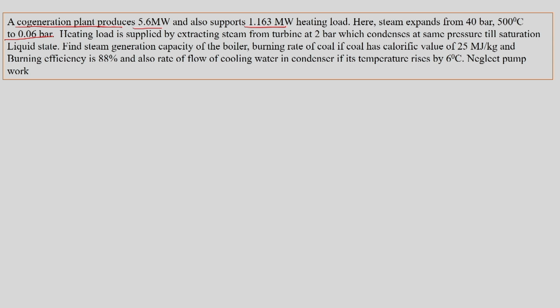Find the steam generation capacity of the boiler, the burning rate of coal if the calorific value is 25 megajoule per kg and the burning efficiency is 88%, and also the rate of flow of cooling water in the condenser if its temperature rises 6 degrees Celsius. This example for cogeneration is nothing but an example of the Rankine cycle.